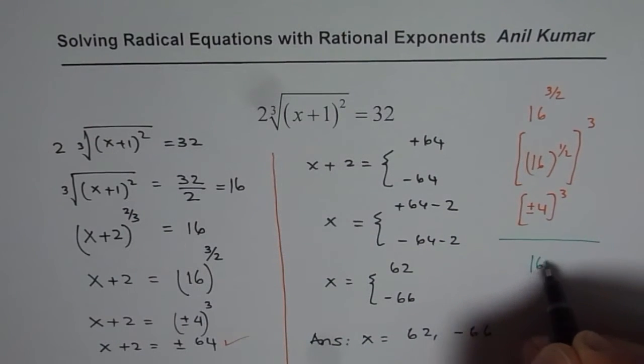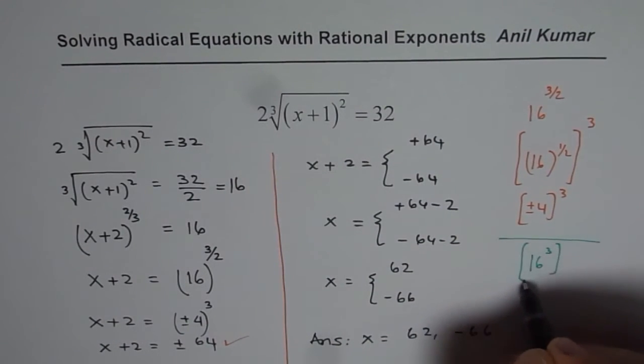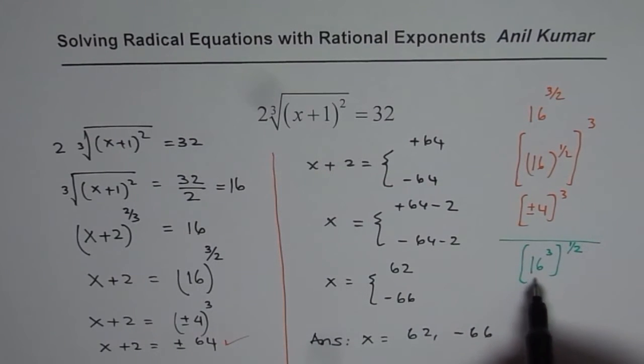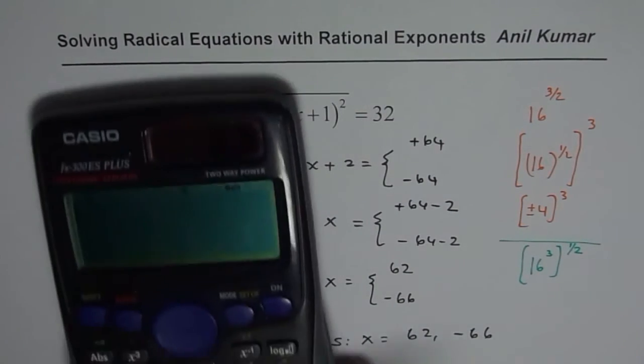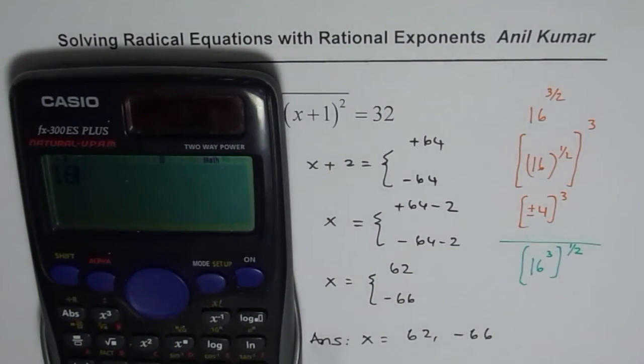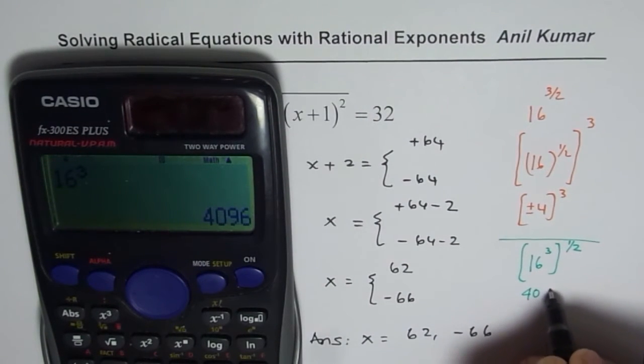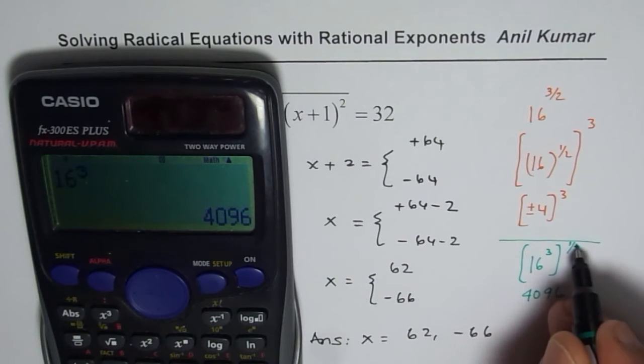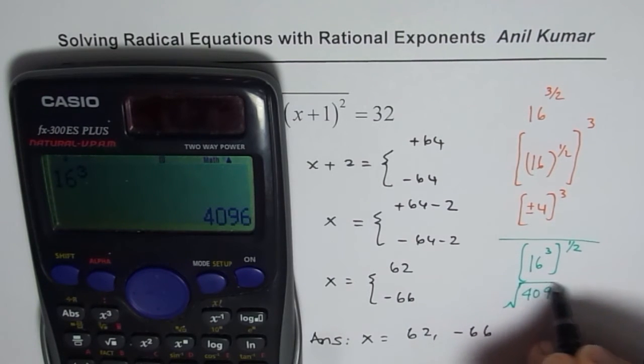You could do 16 cubed, right? And then to the power of half, correct? So that involves bigger numbers, but you could definitely do it like this. Let us do it. So what we have here is 16 cubed. So that gives you 4096. And then you square root. So let us square root this.